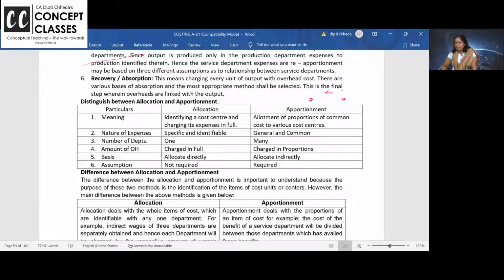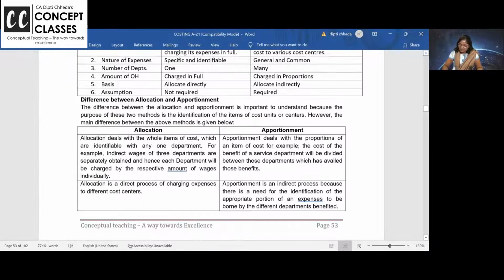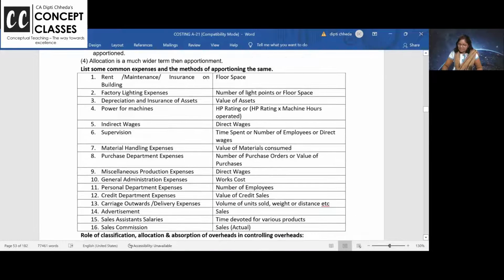No assumptions are required for allocation. For apportionment, you need some assumption. You will give it on a case basis. Right? Yeah, this you should know. Allocation is directly charging the cost to this department. But apportionment has a certain basis, like rent and all of the building, you can charge based on the floor area. You have paid 5,000 for the insurance of the whole building. 30% floor area is used by A department, 40% by B, and 30% by C, so you will charge all of them accordingly.